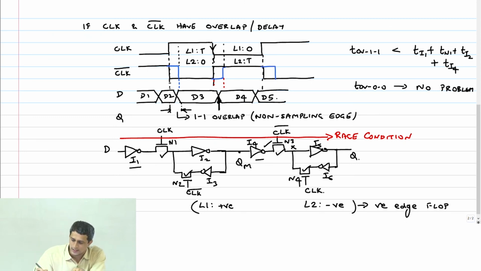So let us now, what is so magical about this flop, right? The 0-0 overlap, there is no issue. How come?